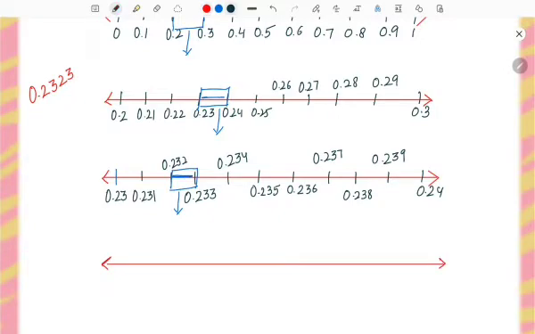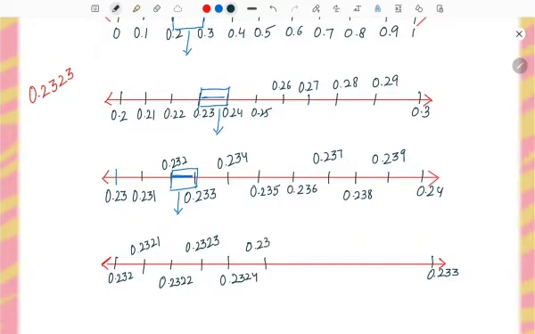Starting from 0.232, ending at 0.233. So the numbers would be 0.2321, 0.2322, 0.2323, 0.2324, 0.2325, 0.2326, 0.2327, like this. What was the number that we were supposed to find?